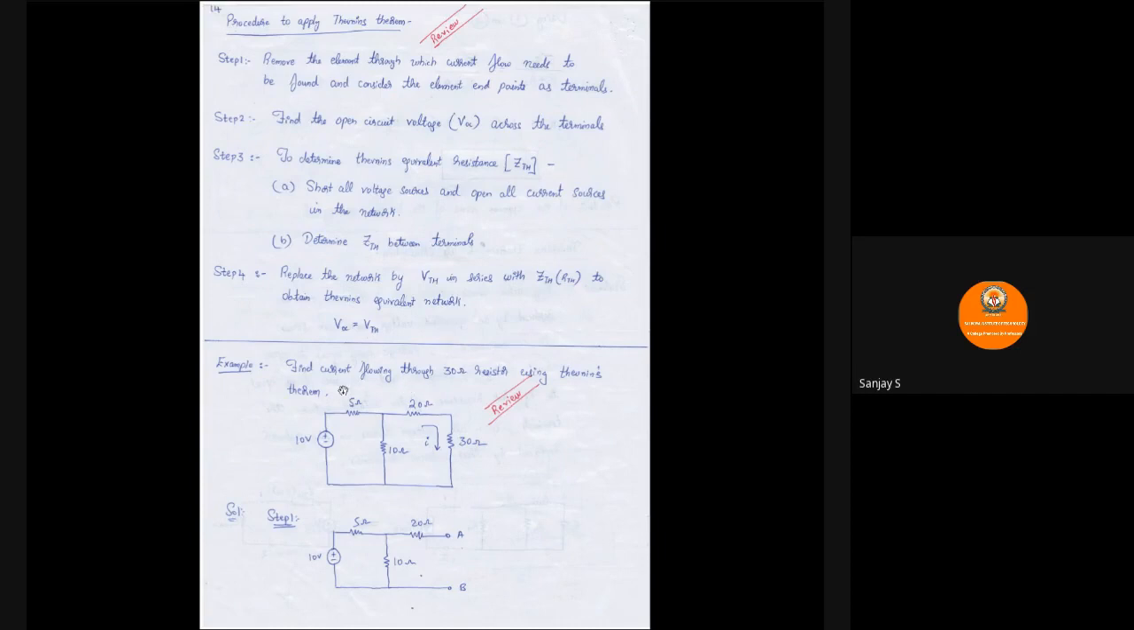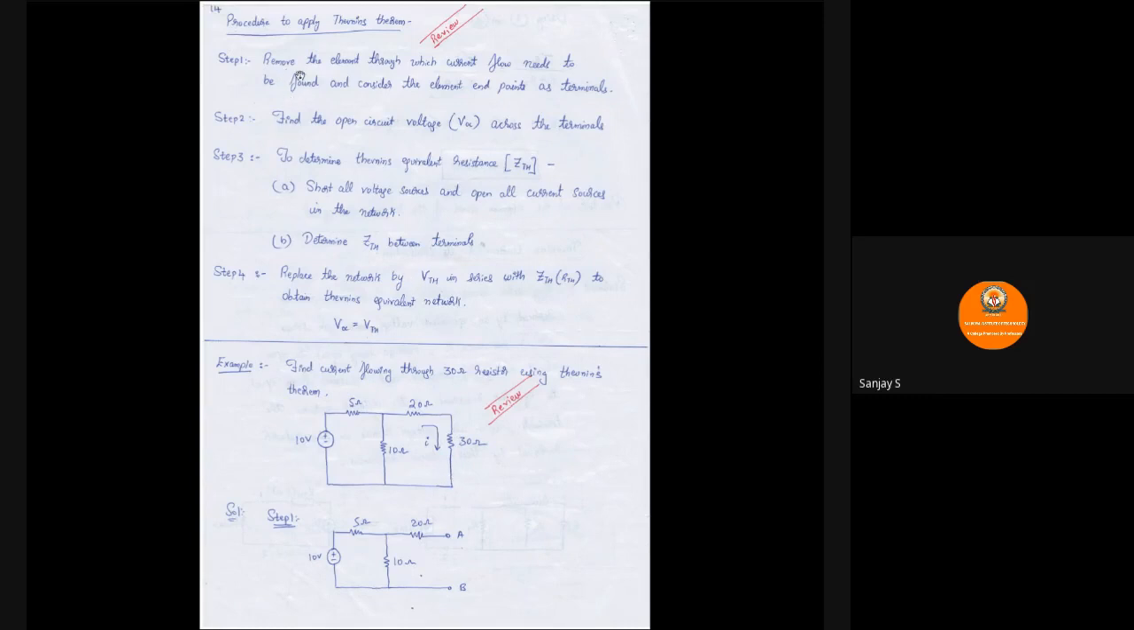So let us see how to use this Thevenin's theorem over here. In this problem, find the current flowing through the 30 ohm resistor using Thevenin's theorem. This is a simple circuit. For understanding the application of Thevenin's theorem, I have just taken this. Through this 30 ohm resistance, the current flowing needs to be found. So let us follow the procedure.